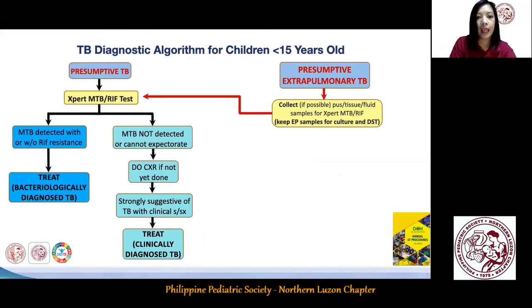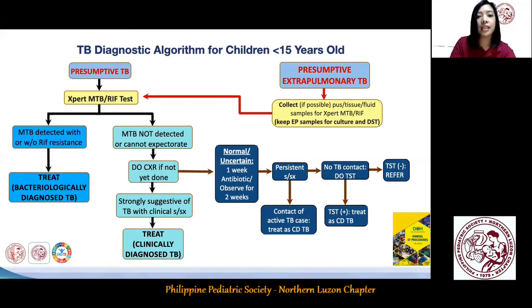Okay. If, for example, you are not able to detect Mycobacterium tuberculosis, but you still have the signs and symptoms, then you do your chest X-ray if it has not been done yet. Okay, and if your chest X-ray is strongly suggestive of tuberculosis, then you may consider treating this patient as a clinically diagnosed TB. Okay, but if the chest X-ray comes out as normal or you are not sure, then you may do a trial of antibiotics and or observe the patient for 2 weeks.